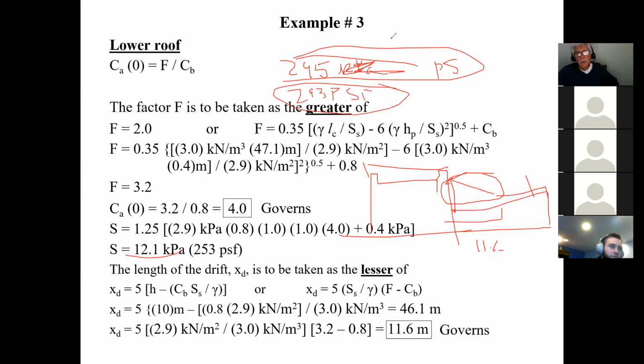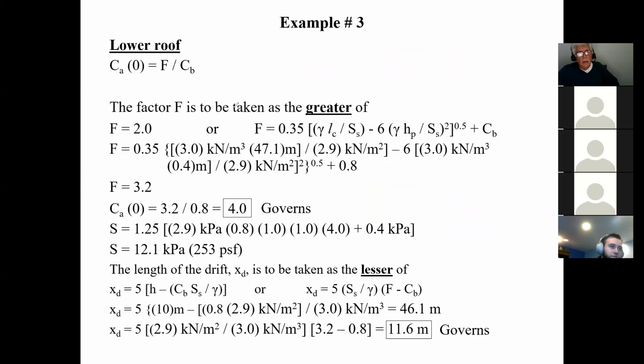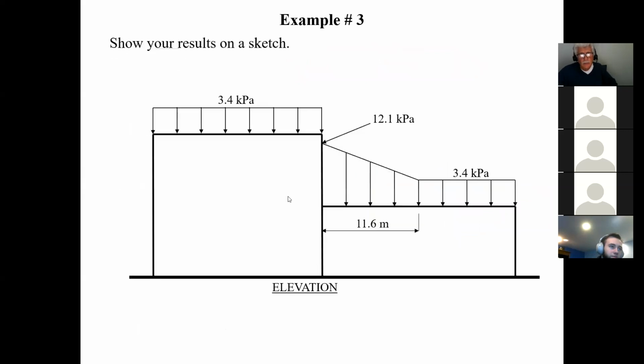So, okay, there you go. Now I've got all the information in order to show this all on a sketch. And here's a sketch, okay? So this is what happens. On the upper roof, I will have a snow load of 3.4 kPa. On the lower roof, I will also have a value of 3.4 kPa. So in other words, on the lower roof and on the upper roof, I will have a value of 3.4 kPa.